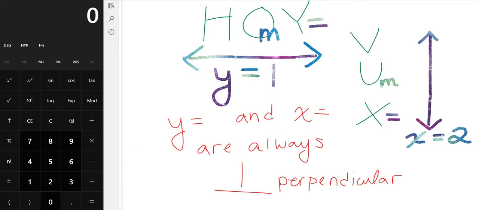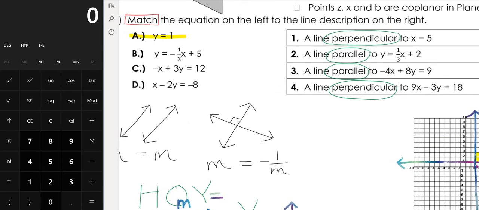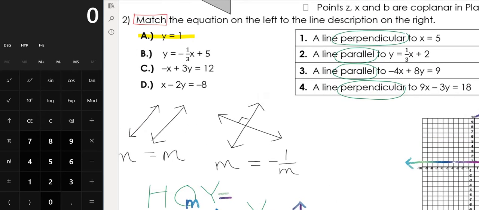Okay, so now that we have that note down, let's go back to the question. We have, for A, y equals 1. Horizontal, y equals 1. So we have a line that looks like this. And we need to match up with something that's either going to be parallel or perpendicular to that line.